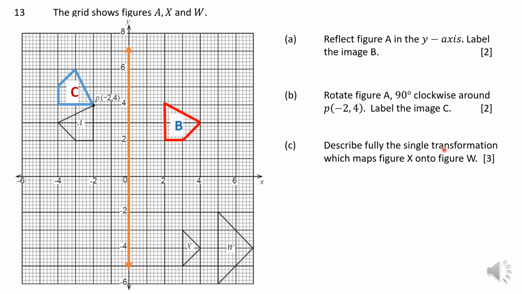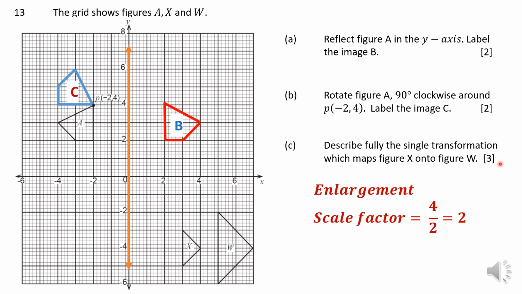Describe fully the transformation which maps X onto W. Well, it's an enlargement, and you want to find the scale factor. How much bigger is this one here? You take this distance here, 1, 2, 3, 4, and divide it by 2. These other distances are no good because you'd need Pythagoras to find them. You can even take this distance here, 1, 2, divided by 1. So realize the scale factor is 2.